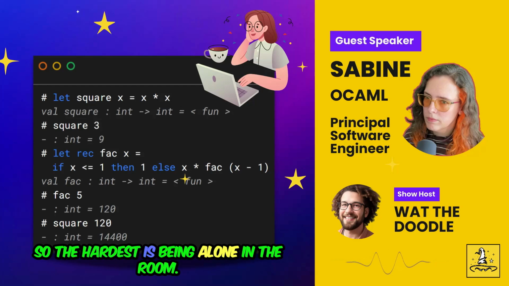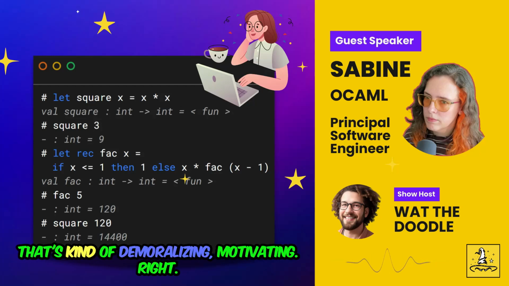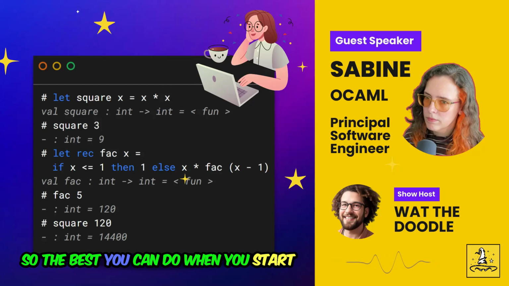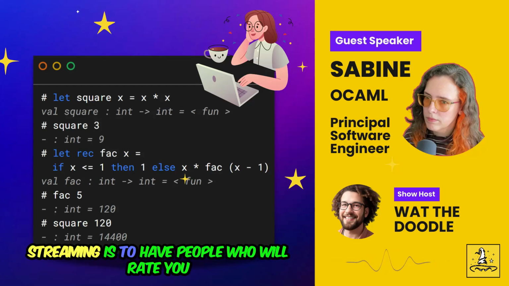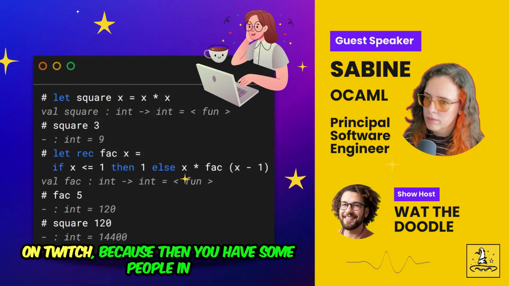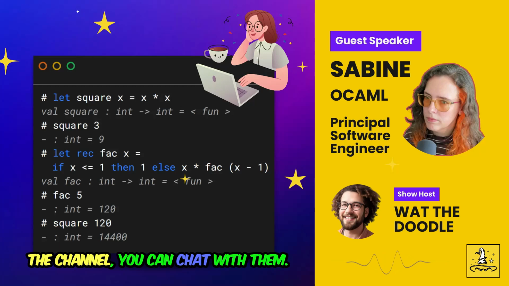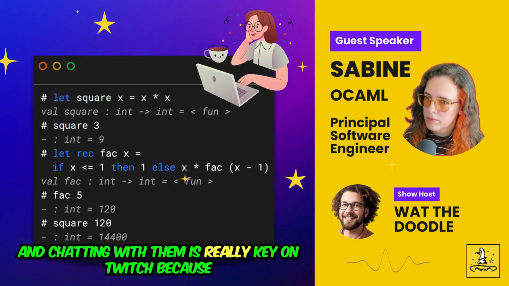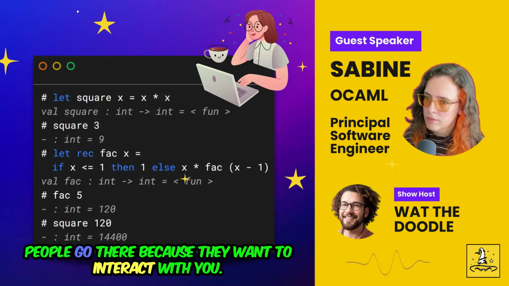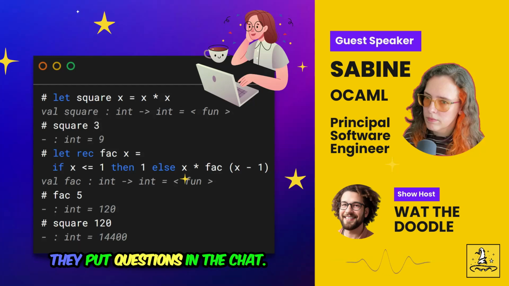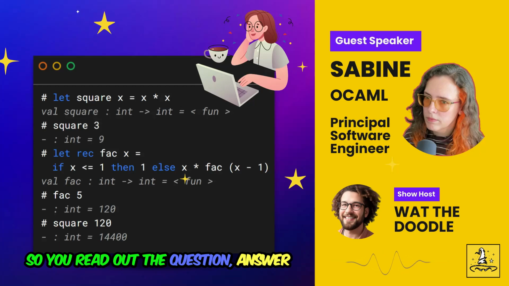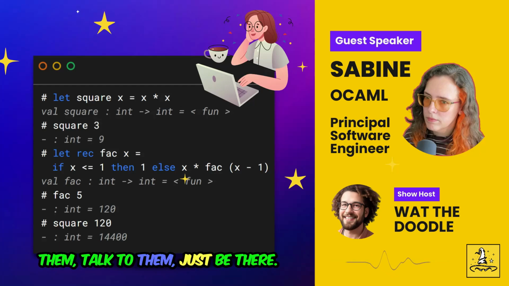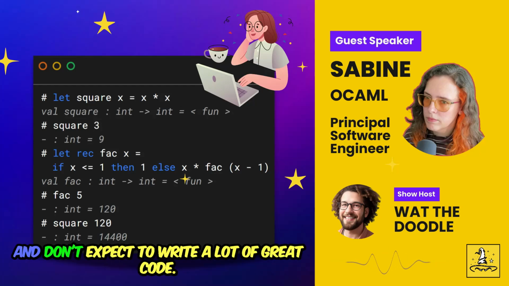So the hardest is being alone in the room. That's kind of demotivating, right? So the best you can do when you start streaming is to have people who will raid you on Twitch. Because then you have some people in the channel, you can chat with them, and chatting with them is really key on Twitch because people go there because they want to interact with you. They put questions in the chat, so you read out the question, answer them, talk to them. Just be there, and don't expect to write a lot of great code.